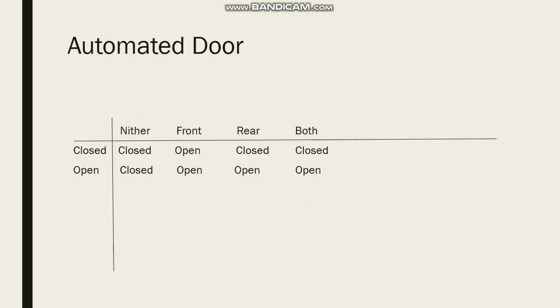Now, the automated door, how does it work? Here the two states are closed and open. When there is nobody, the door is closed, and when someone is at the front, the door opens. And if someone is at the rear, then when it used to open, it opens, or it is still closed. Both are the same.